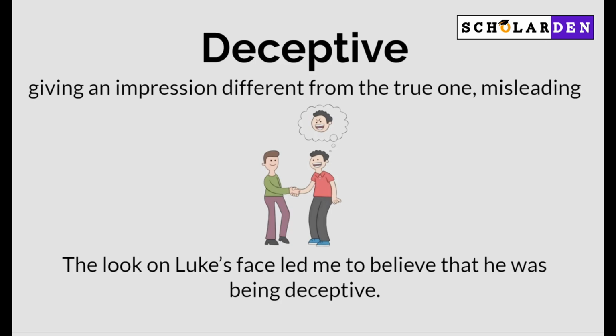Deceptive. Deceptive is giving the impression that's different from the true one. You're being misleading. The look on Luke's face led me to believe that he was being deceptive. Or, during the battle, the general employed deceptive tactics to make the enemy think he was attacking from a different direction.